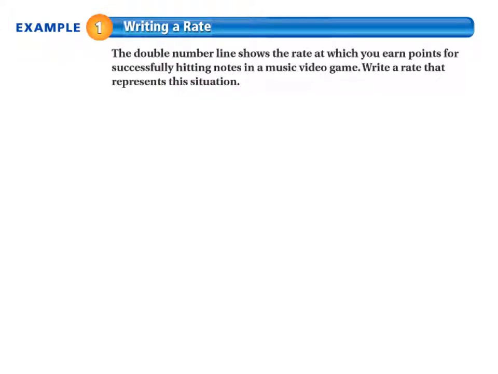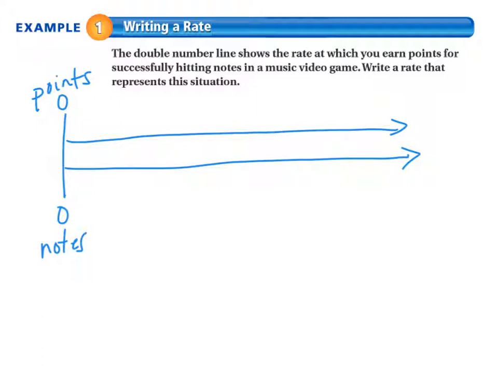Example 1. The double number line shows the rate at which you earn points for successfully hitting notes in a music video game. Write a rate that represents this situation. So first we need to make a double number line. Here I've started making the number line. And so we know in our example, and this is in the book, it doesn't say it in the problem here, but every time you hit one note in the video game, you earn 150 points.